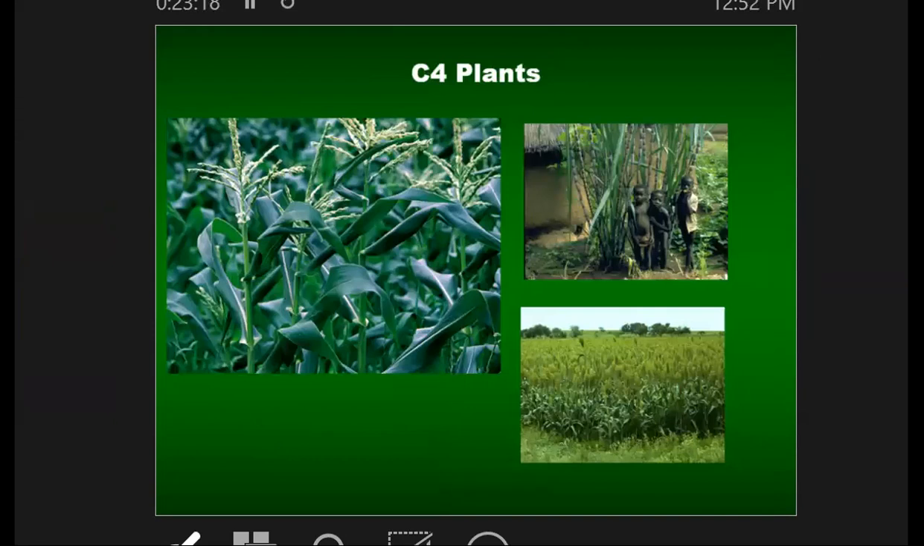C4 plants: sugar cane, which again is a big commercial crop, is C4. Corn is the big picture there. In the lower right, that's sorghum. Sorghum is right up the river.